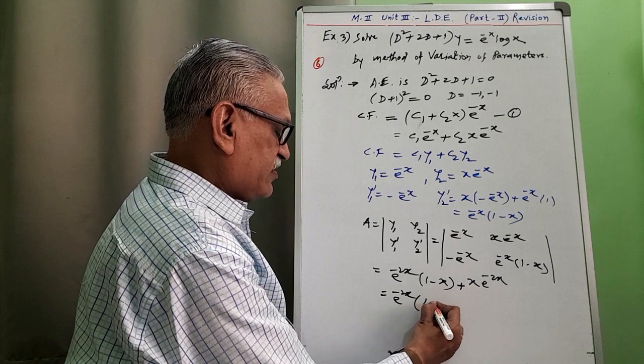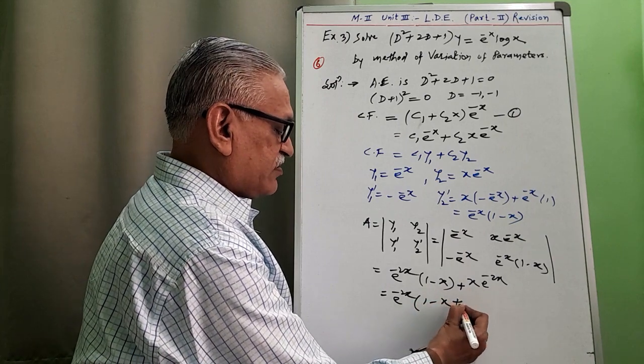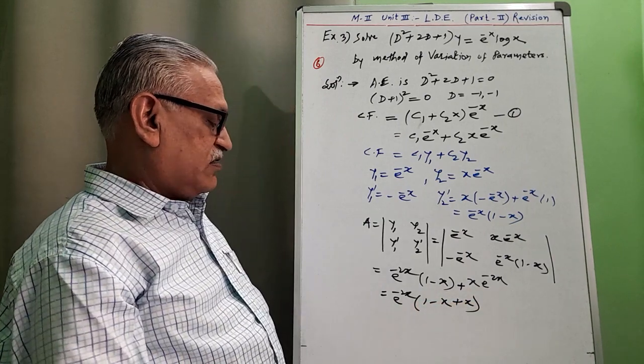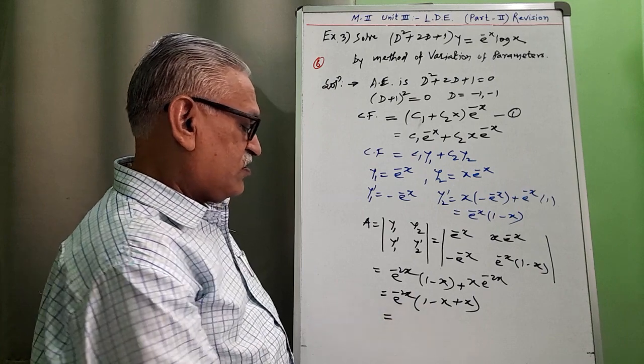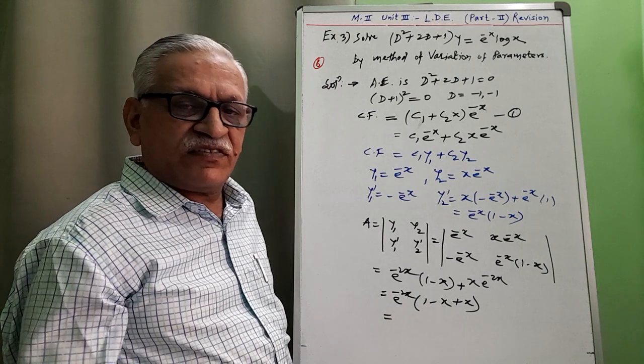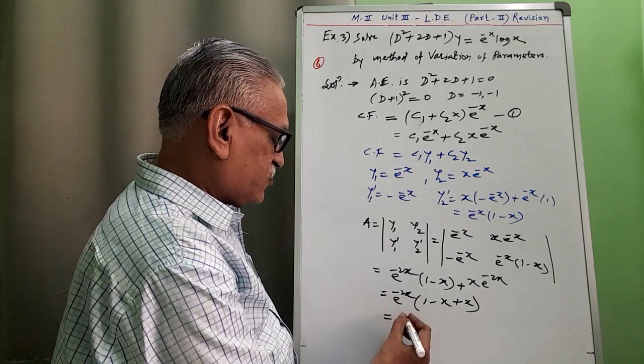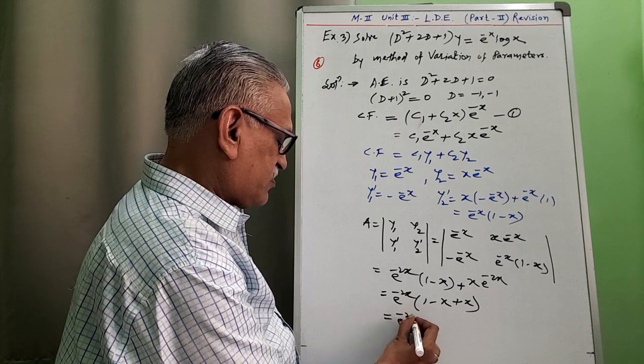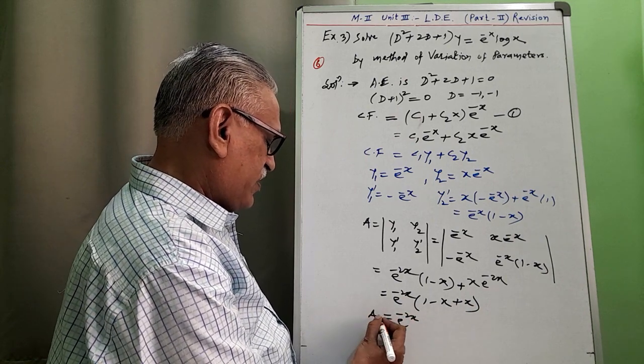Remaining terms are 1 minus x and plus x. Therefore, plus x minus x get cancelled. We get 1 into e raised to minus 2x, means e raised to minus 2x as the value of e.